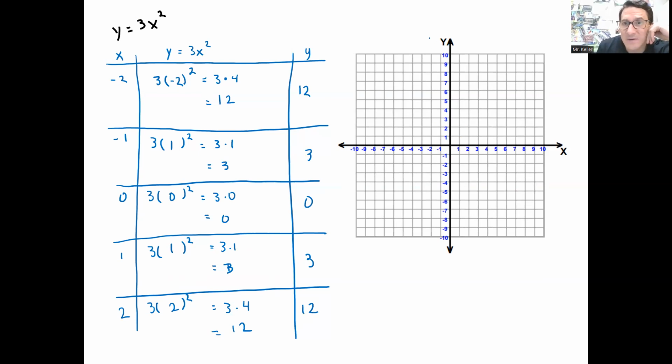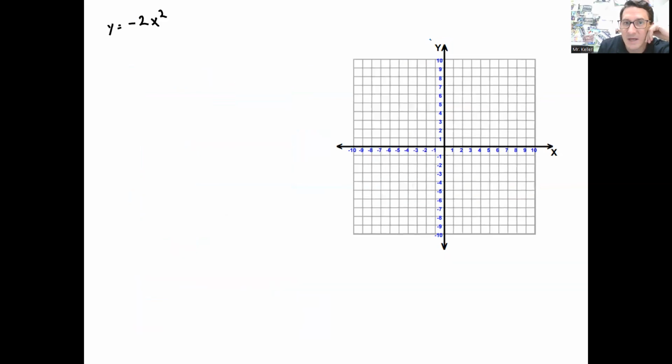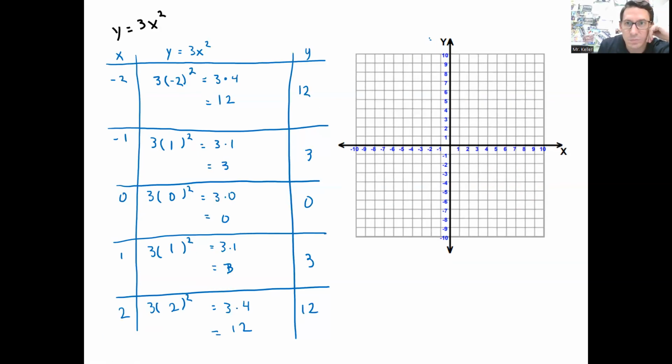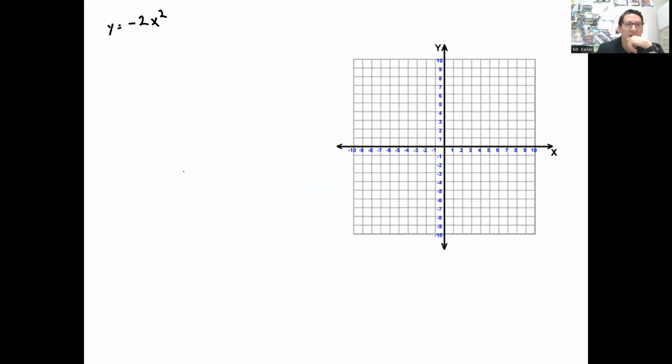Negative 2, 12. It's off the graph, so I'm just going to do my best to approximate that. Negative 2, 12 is up there. Negative 1, 3 is here. 0, 0 is right here. 1, 3 is here. And then 2, 12. Once we have them plotted, do your best, connect the dots. There we go.